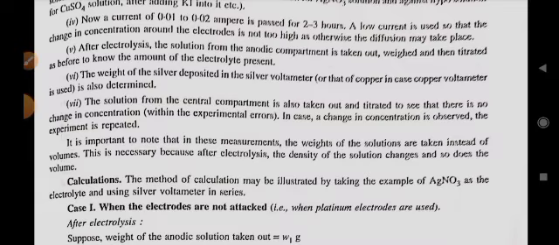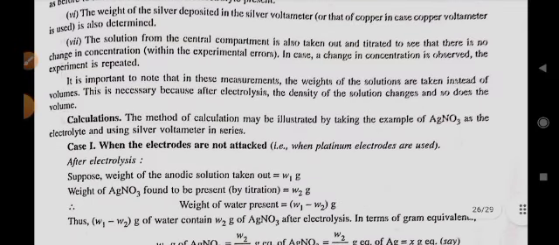It is important to know that in these measurements, the weights of the solution are taken instead of the volumes. This is necessary because after electrolysis, the density of the solution changes and so does the volume.